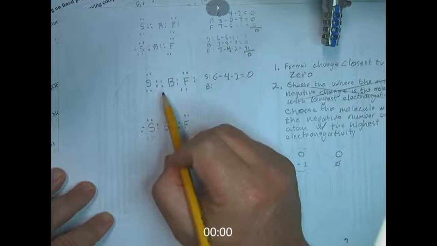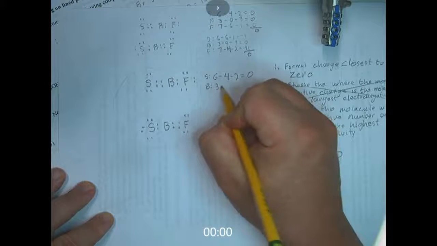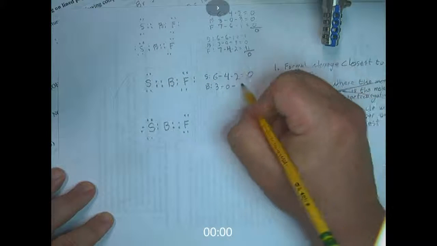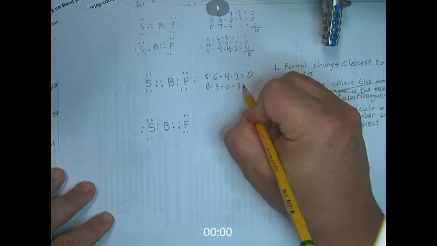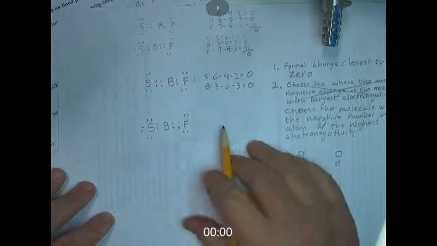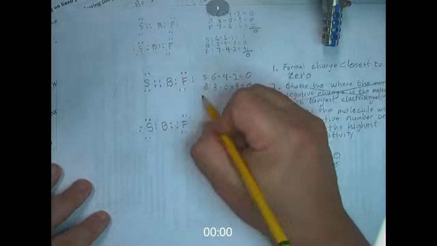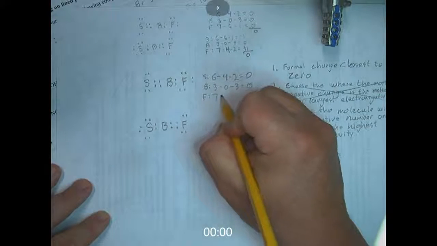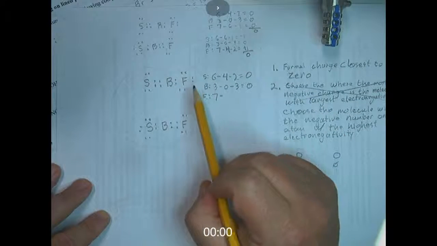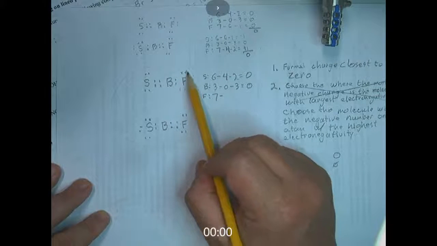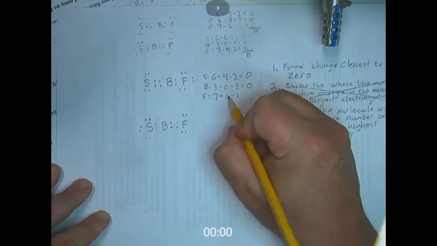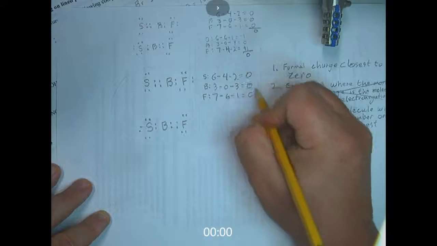Boron. Boron has a total of 3 valence electrons. It has no lone pair electrons, and it has 1, 2, 3, 4, 5, 6 bonding electrons. You cut that in half and you get 3, and that equals 0. Again, this is just the formula that you were given in class for formal charge. Fluorine, you count the number of valence electrons it has. There's 7. You subtract from that the number of lone pair electrons, 1, 2, 3, 4, 5, 6. And half of the bonding electrons, there's 1, 2, half that is 1, and that gives you 0. So this is perfect. 0, 0, 0 is exactly what you want to see.